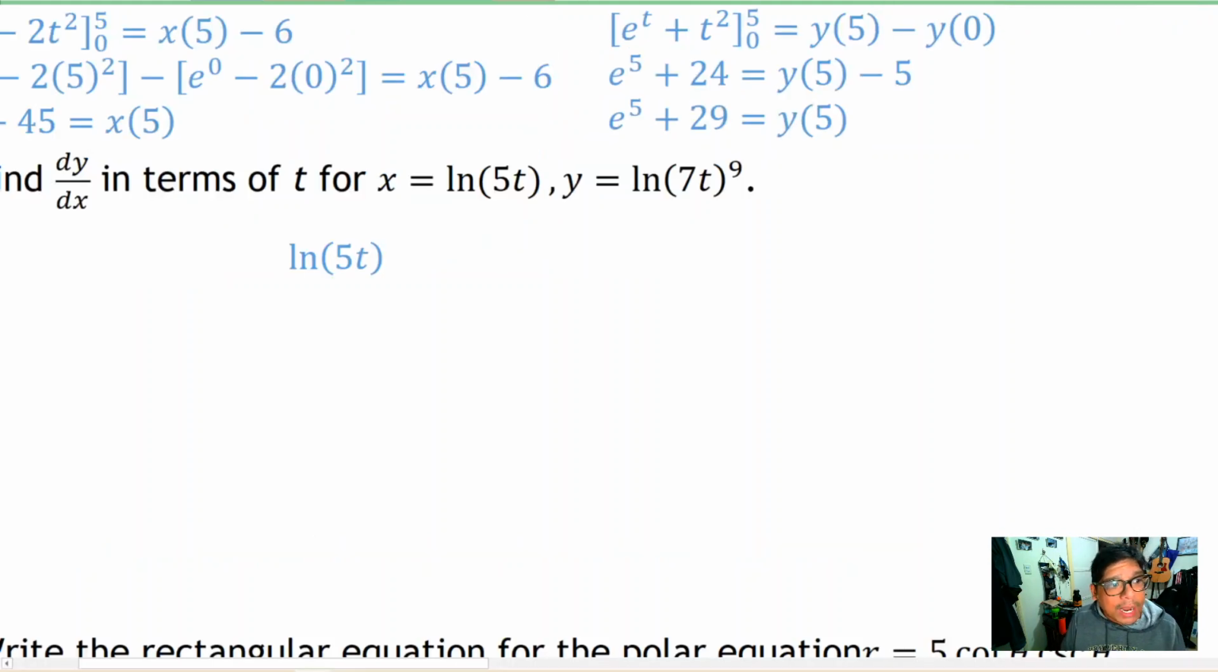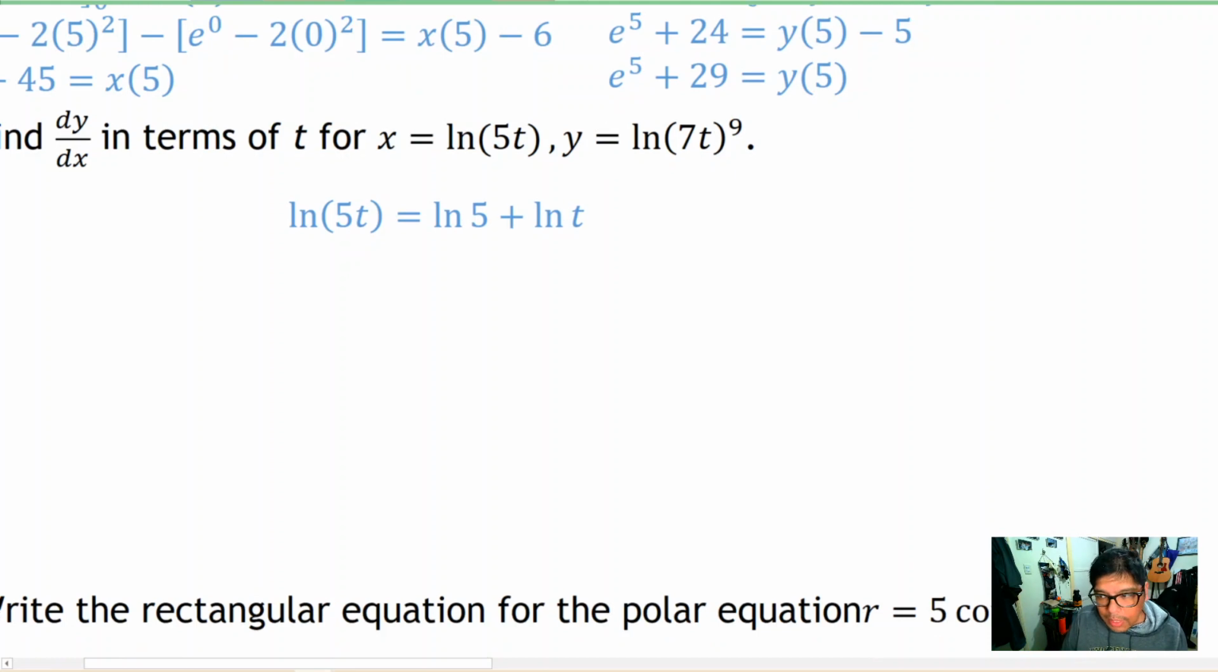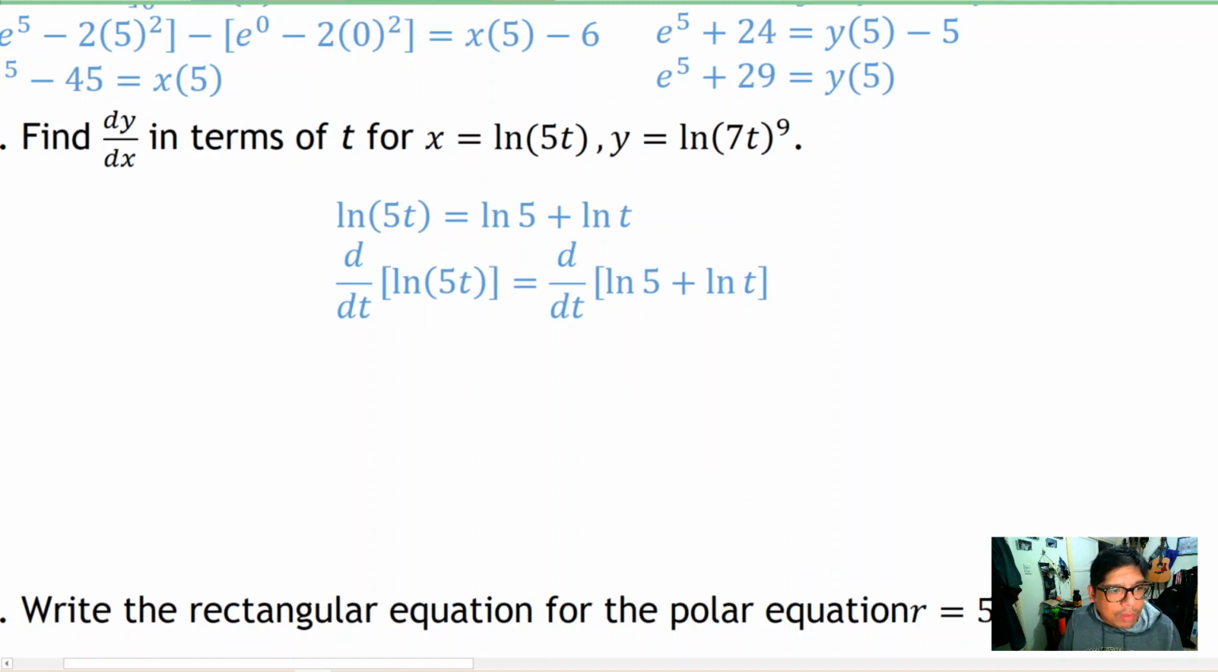So for example, the natural log of 5t, that's equivalent to the natural log of 5 plus the natural log of t. So if I want to take the derivative of the natural log of 5t, I could equivalently take the derivative of natural log 5 plus natural log of t. And what's nice about this equation is the derivative of natural log 5, well, natural log 5 is just constant. So it's just the same as the derivative of natural log t, which is 1 over t.